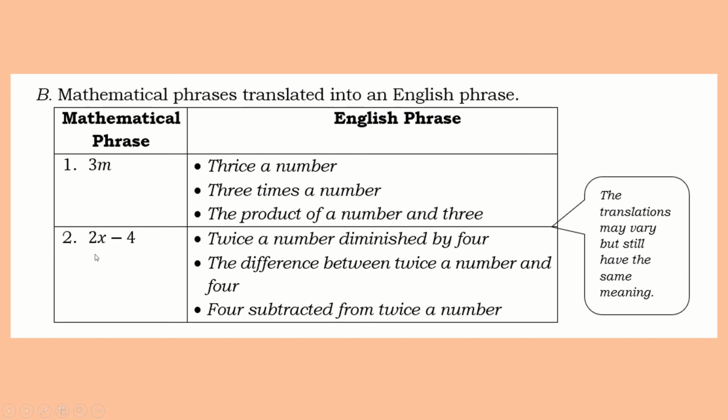So we have here number 2. 2x minus 4, or twice a number diminished by 4, or the difference between twice a number and 4, or 4 subtracted from twice a number. It depends, as long as it makes sense in translating it into an English phrase and it is understandable. That is how you translate. So familiarize yourselves with the meaning of the symbols as well as how to translate them into English phrases.